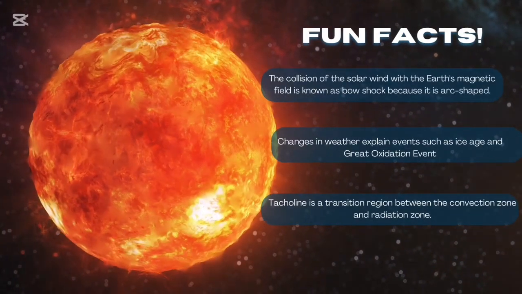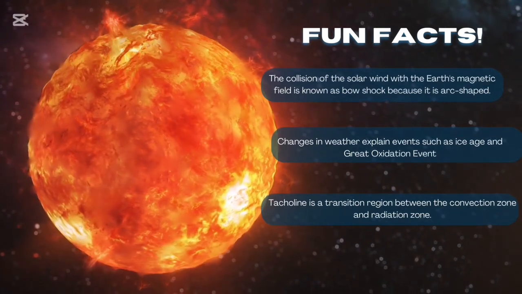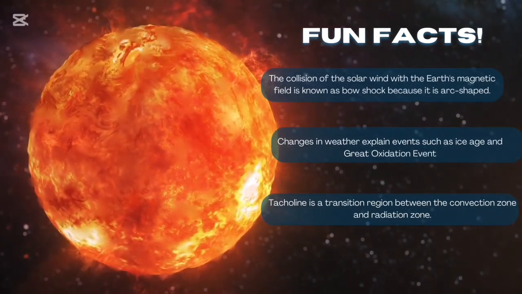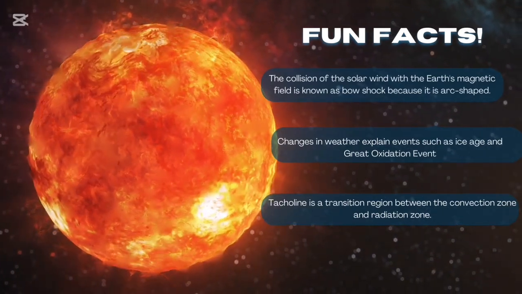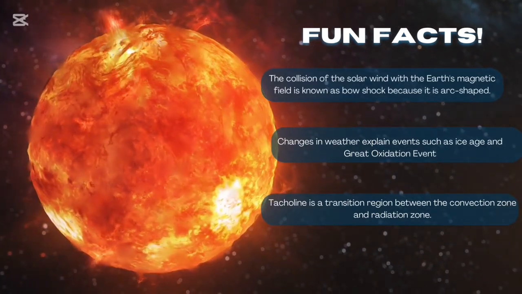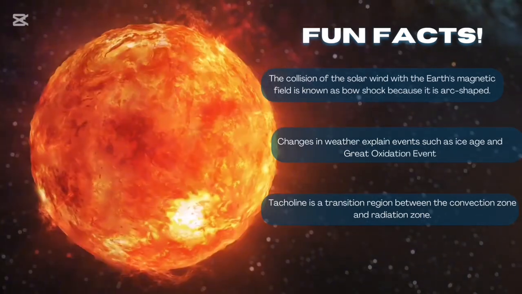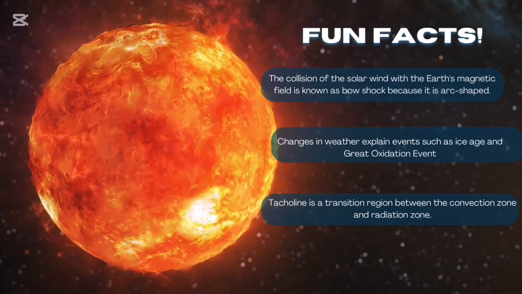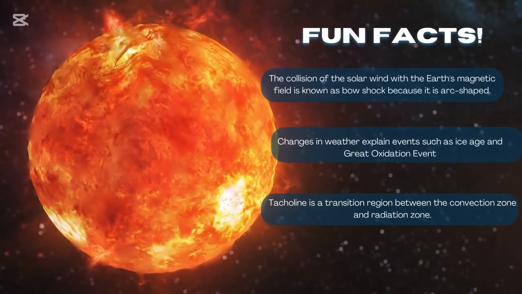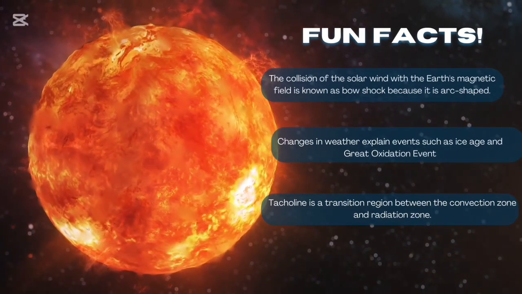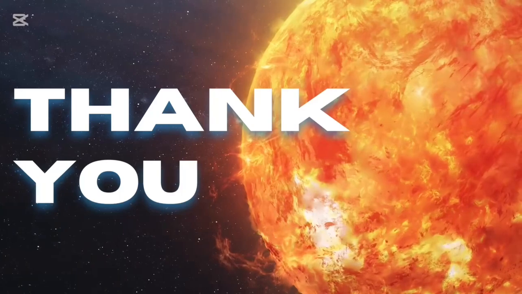Fun fact: did you know that the collision of the solar wind with the Earth's magnetic field is known as bow shock because it is arc-shaped? And the changes in space weather explain events such as the ice age and the great oxidation event. Last but not least, the tachocline is a transition region between the convection zone and the radiation zone. Thank you.